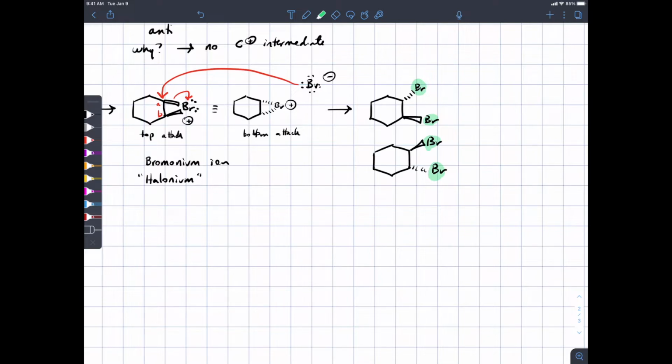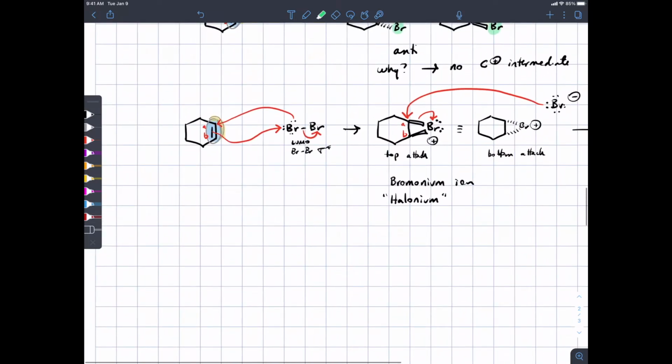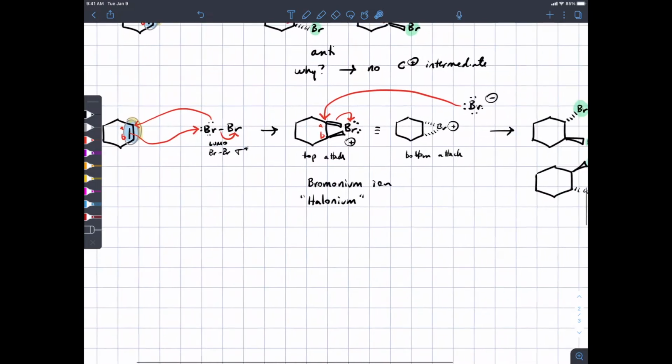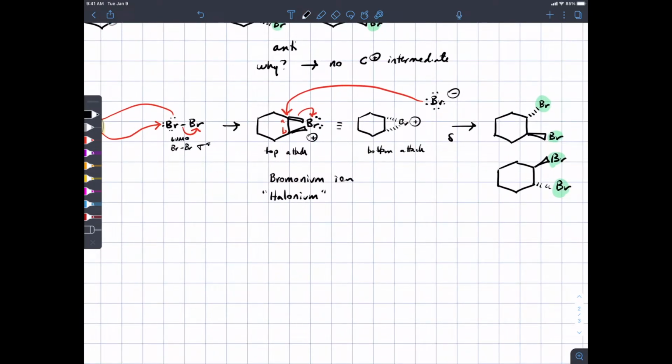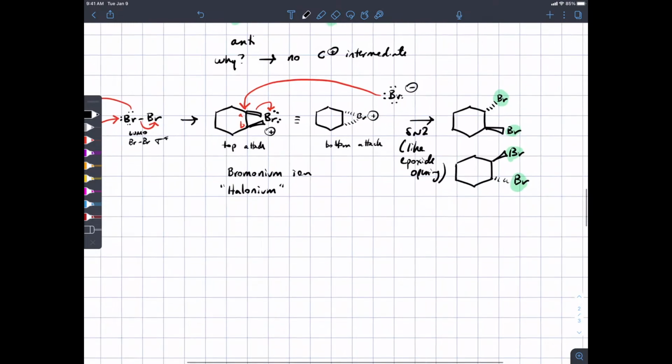Go ahead. So, did you say that this is a concerted reaction, or do we have that intermediate? I'm sorry. I guess by concerted, I meant the forming of these two bonds to the bromine ion is concerted. But we do have an intermediate that gets attacked from the reverse in SN2 fashion. This is like epoxide opening. And therefore we get the anti product.